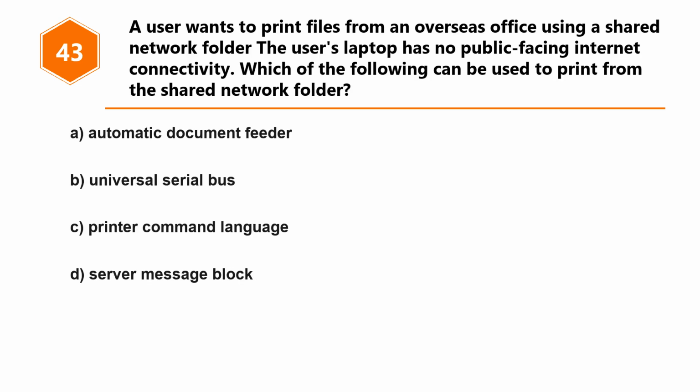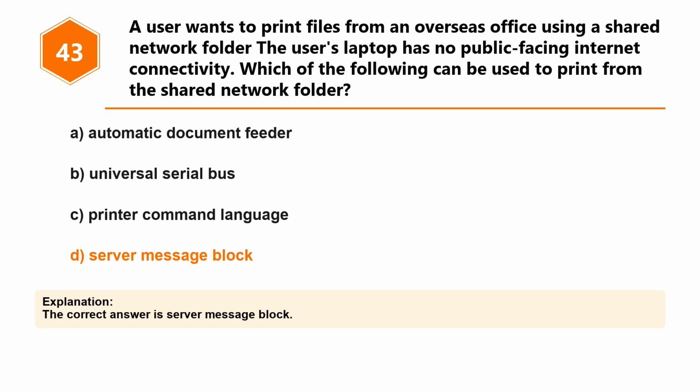Question 43. A user wants to print files from an overseas office using a shared network folder. The user's laptop has no public-facing internet connectivity. Which of the following can be used to print from the shared network folder? Option A, automatic document feeder. Option B, universal serial bus. Option C, printer command language. Option D, server message block. The correct answer is option D, server message block.